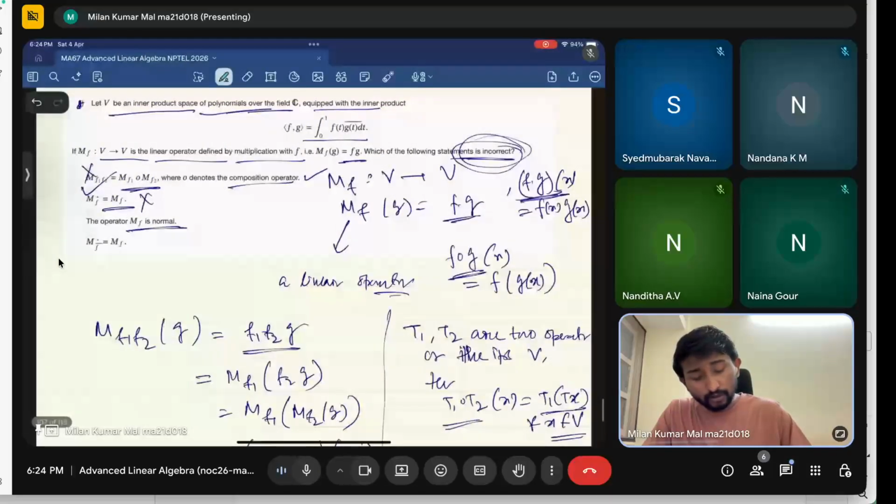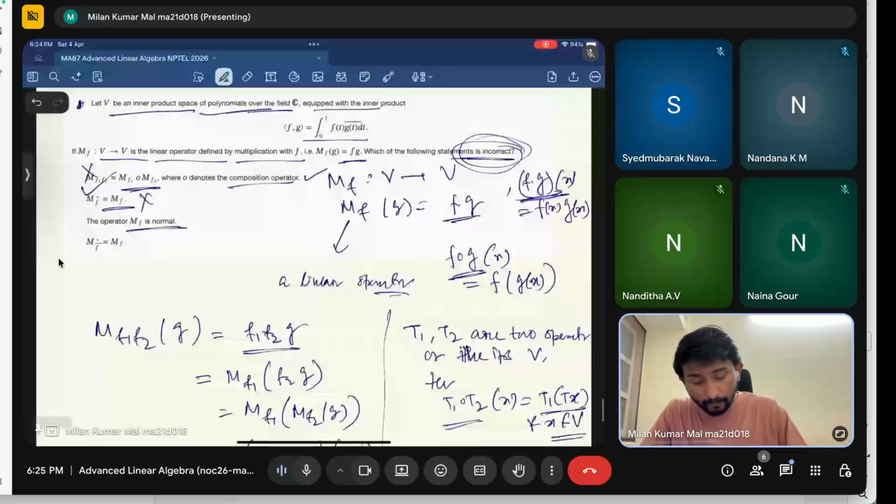Another thing is that M of f1 f2 is actually equal to M of f1 composed with M of f2. That's the multiplication of two operators basically. Note that here it is multiplication of two functions, and here it is multiplication of two operators. You should not be confused by these two terminologies. So now these two facts are there.